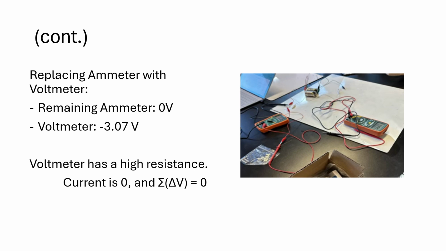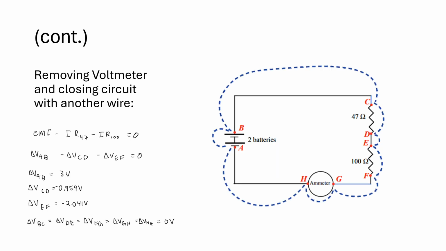So when we replace the ammeter with the voltmeter, the remaining ammeter read 0, and the voltmeter read negative 3.07 volts. And this is because voltmeters have a high resistance, which makes the current 0, and to make the loop rule equal 0, the voltmeter has to make up for the potential difference that the battery presents. That's where the negative 3.07 volts comes from.